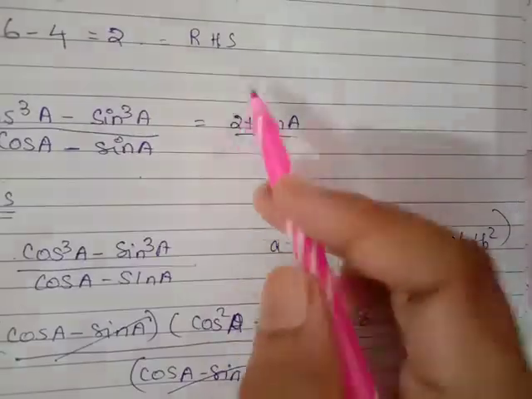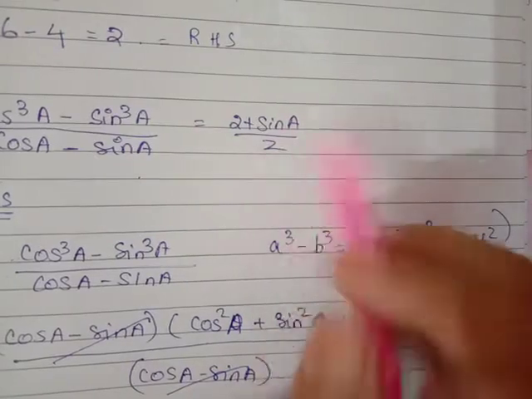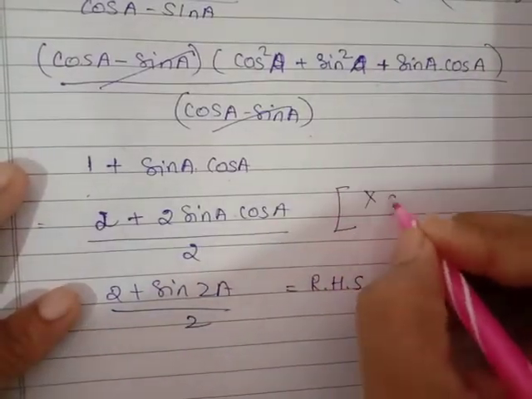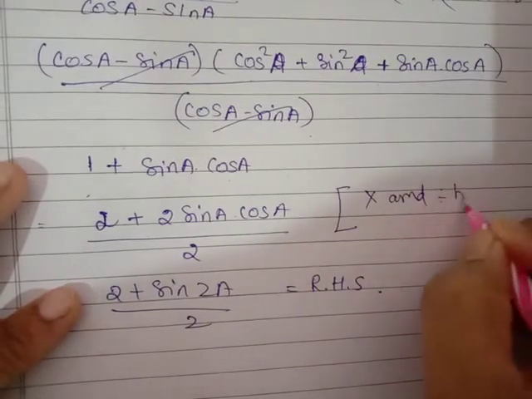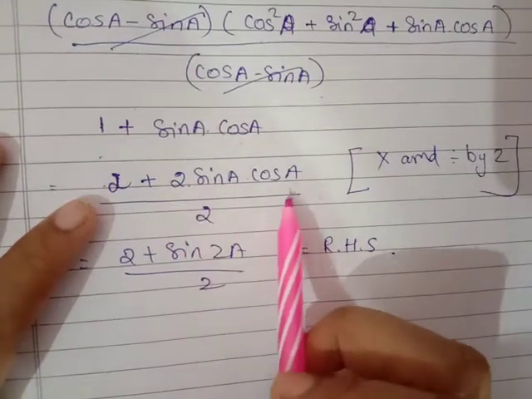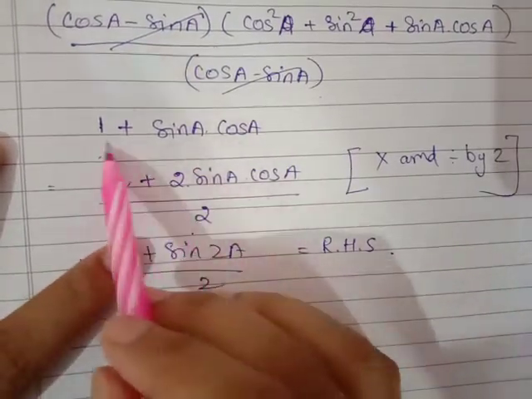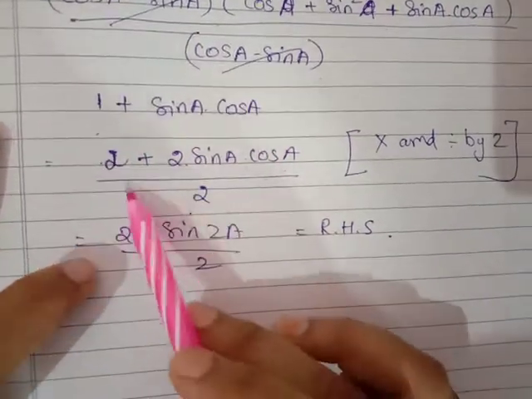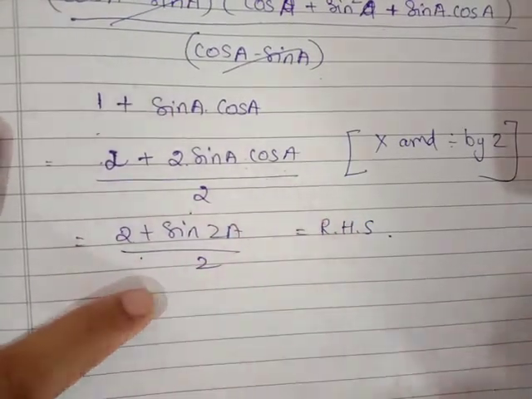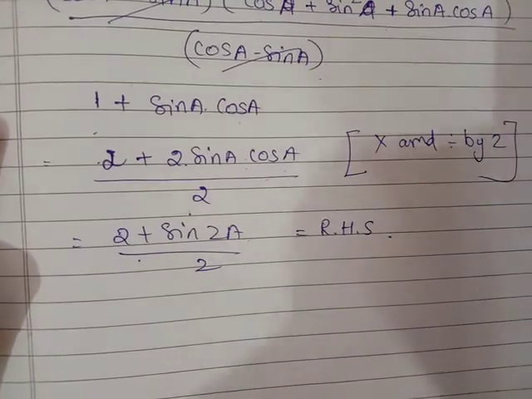But you need 2 plus sin 2A by 2. So what we are doing here is multiplying and dividing by 2. So this will give you 2 plus 2 sin A cos A divided by 2. Multiplying and dividing by 2, so this will be 2. 2 sin A cos A is sin 2A, divided by 2. So this is equal to RHS, and this is what we have to prove.